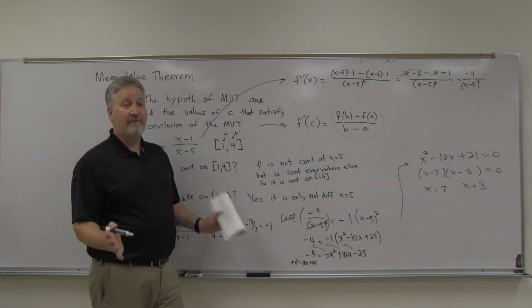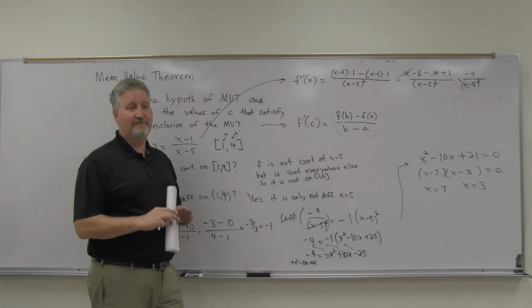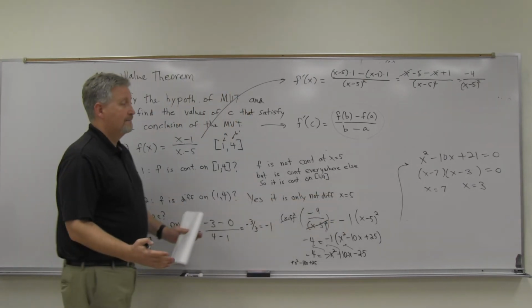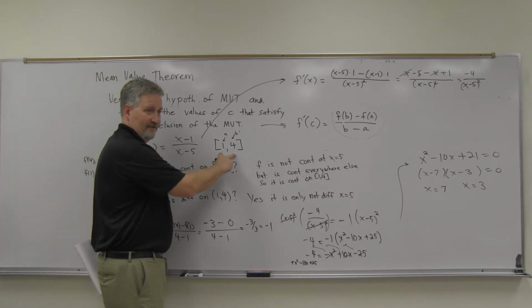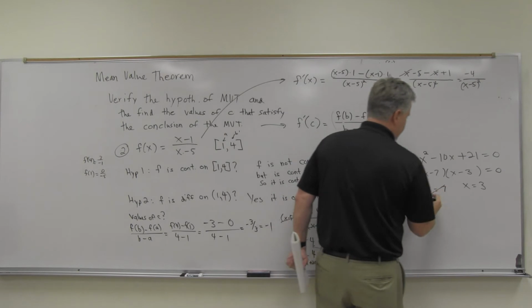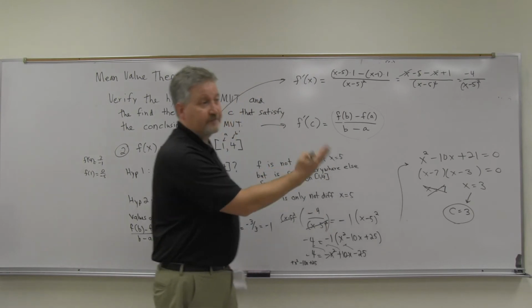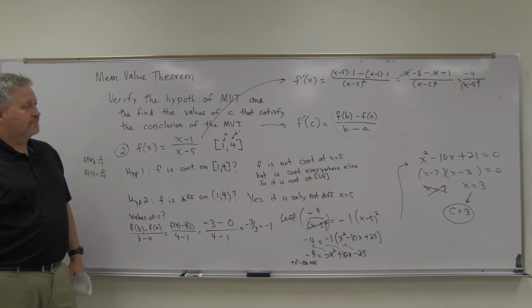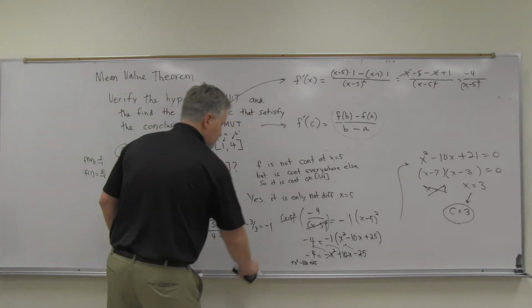Two possibilities. However, we just need one of them as our c value. There could be two c values, possibly, but in this case there's only one. Why? We're talking about the interval 1 to 4, aren't we? 7's outside the interval, so our c value is 3. There could be two, but they both have to be in the interval. So in this case, c is 3, the one that we want. Yes? This is okay. I got one more.